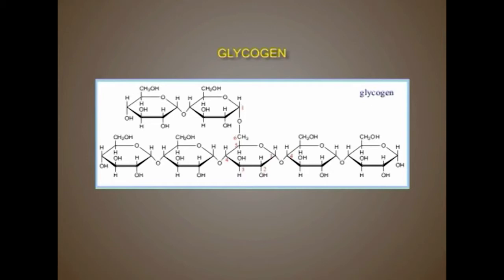Similarly, glycogen is also a homopolysaccharide made up of repeating units of alpha D glucose. However, it has a higher degree of branching than starch. Most of the glucose units in glycogen are linked by alpha 1 to 4 glycosidic bonds, and the branches are formed by 1 to 6 glycosidic bonds present about once in 8 to 12 units.